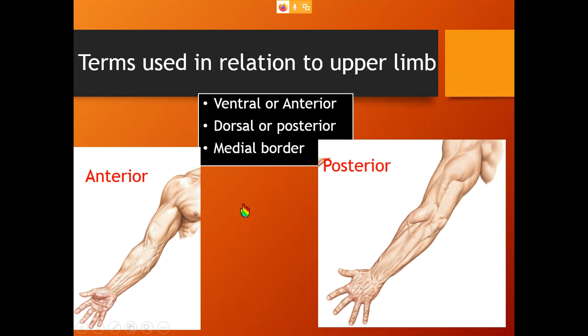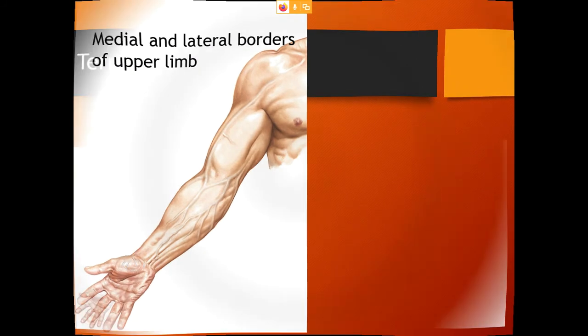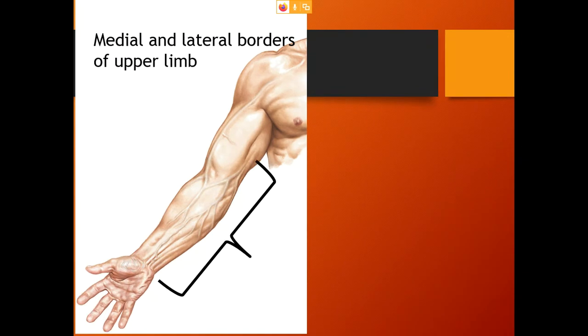Then coming to the medial and the lateral borders. Let me show you this medial border and the lateral border. This is the medial border of the upper limb. This is the lateral border of the upper limb.